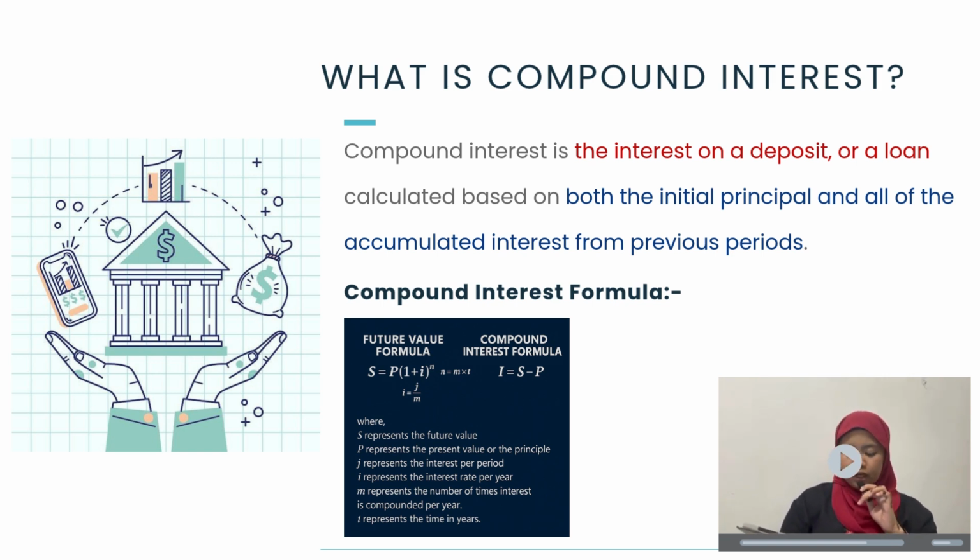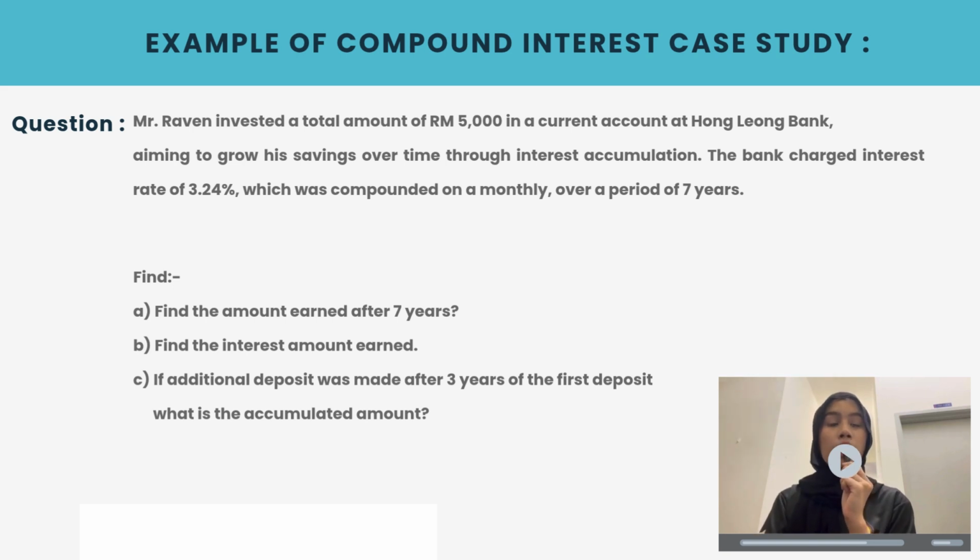Now we have the formula for future value. S equals P(1 plus i) to the power of n. Then the second formula, the compound interest formula, is I equals S minus P. So now let's take a look at an example case study for compound interest.